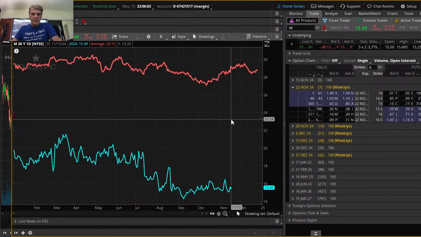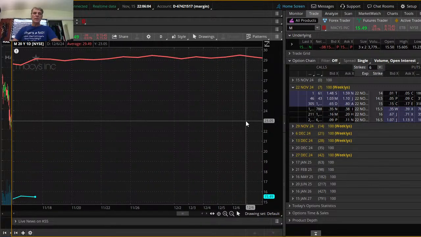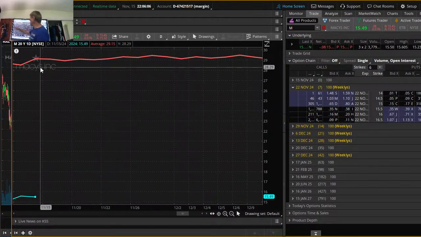All right, take a look. Well, take a look at Macy's. Here's the seasonality. Same thing with Harley Davidson. Nice to the upside for the next couple of weeks.